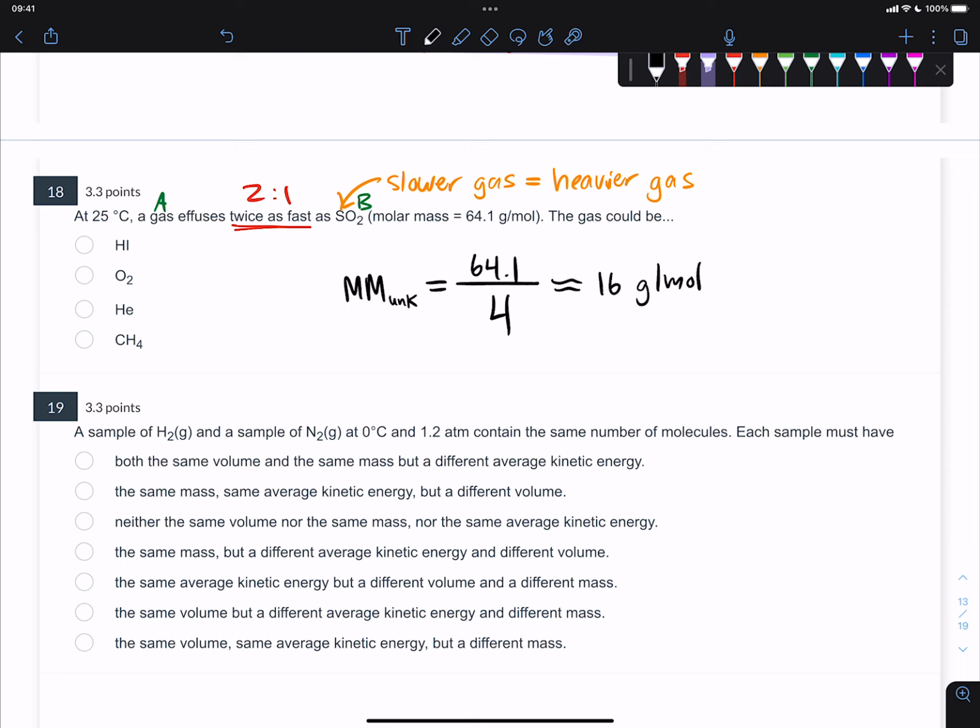Then you look over to your answer choices, and you pick the gas that has a molar mass of about 16. Helium has a molar mass of about 4. Oxygen diatomic has a molar mass of 16 plus 16, which is 32, so that's not good. H is 1, so that's not okay. But methane does have a molar mass of about 16, therefore it's your answer.